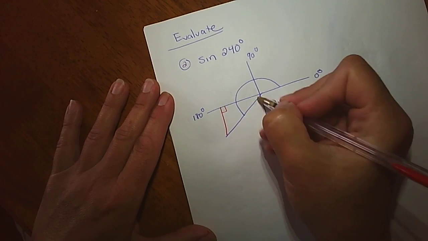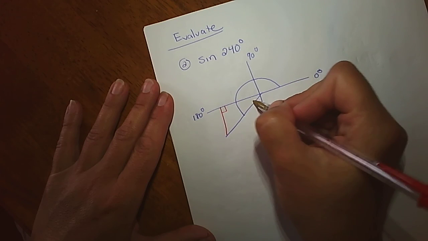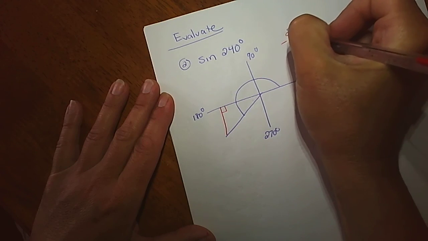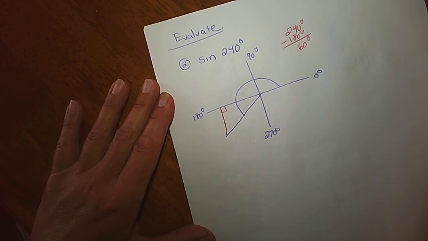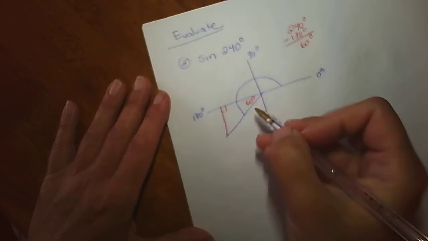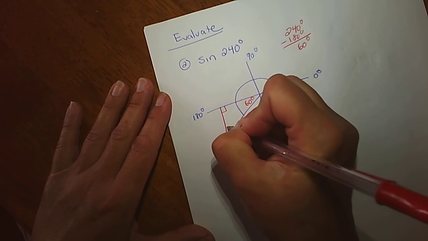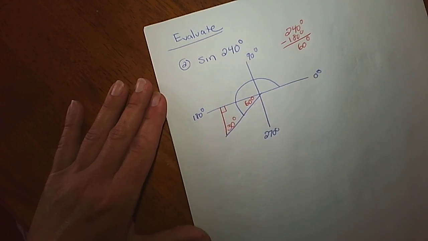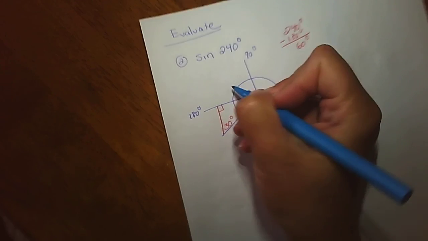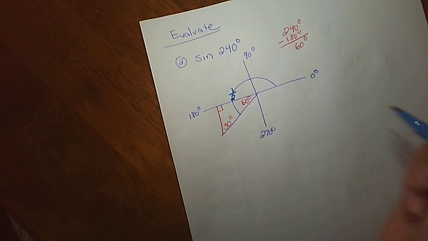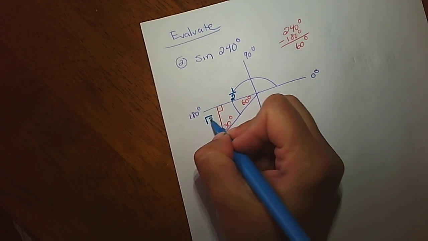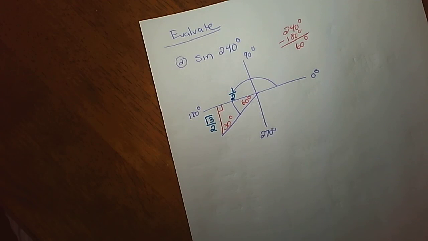How far past 180 did we go? What's my reference angle? Well, if I do 240 minus 180, I get 60 degrees. So that means this is going to be 60. Hey, if that's 60 and that's 90, that means this guy's got to be 30. Across from 30, we're always going to write 1/2. And across from 60, I'm going to write radical 3/2.